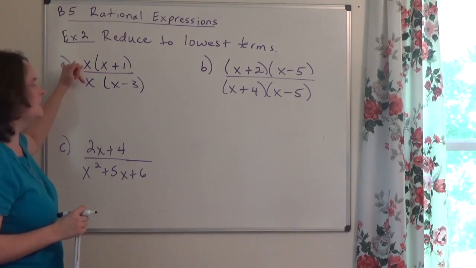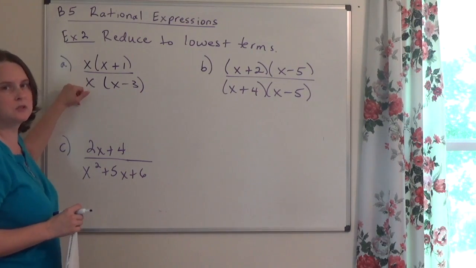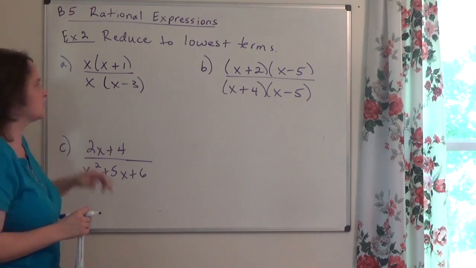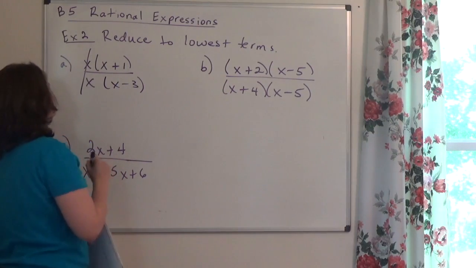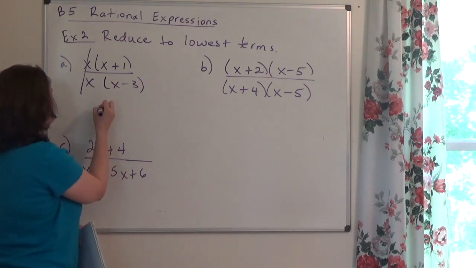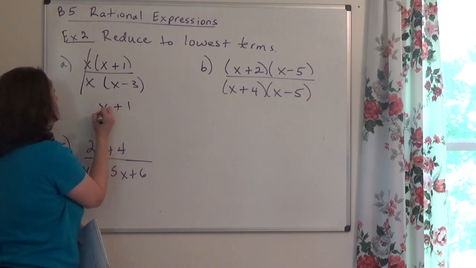And anytime you've got any value divided by itself, it always gives you 1 because anything goes into itself one time. So you can cross these out and just replace it with 1. And then our answer will be x plus 1 over x minus 3.